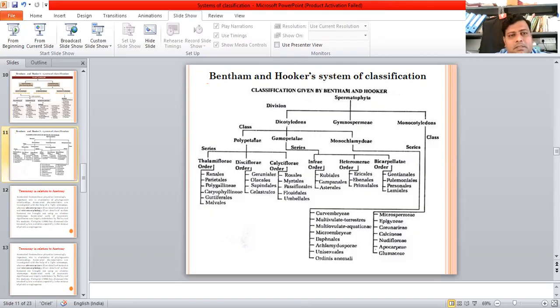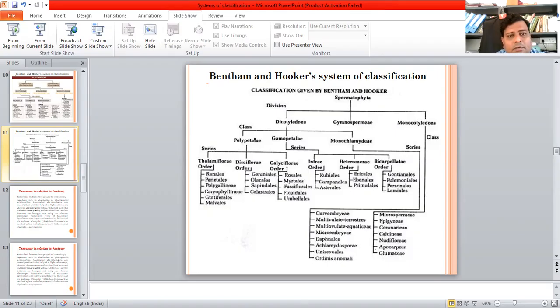The third subclass is Monochlamydeae, the flowers with only one whorl or non-essential whorl, or absence of non-essential whorl. It includes 8 series: Curvembryae, Multiovulatae aquaticae, Multiovulatae terrestres, Microembryae, Daphnales, Achlamydosporeae, Unisexuales, Ordines anomali.